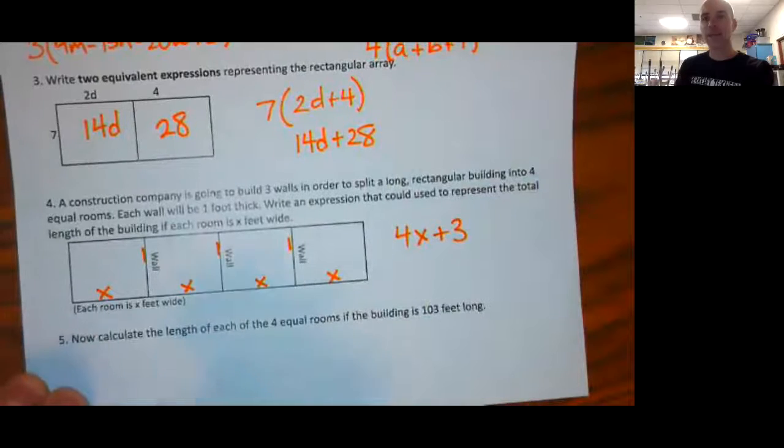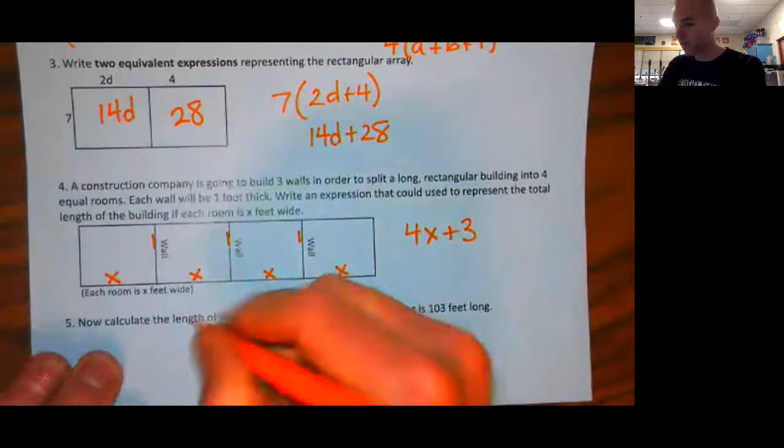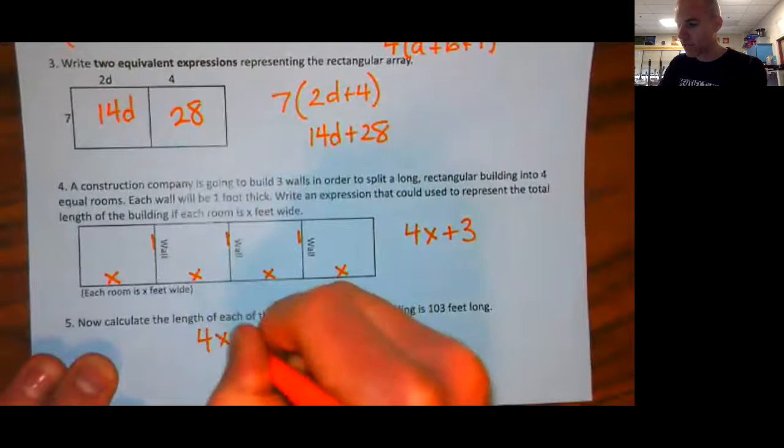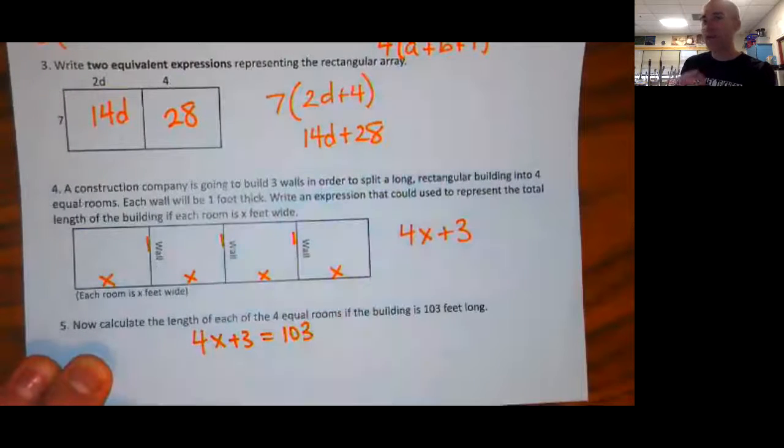And lastly, it says calculate the length of the room if the building is 103 feet long. So you've got this building that is 4x plus 3, and its total is supposed to equal 103. Now, we hadn't practiced this yet at the time when you took this quiz. That's why I made the numbers really easy, hoping you could just kind of see how to solve it.